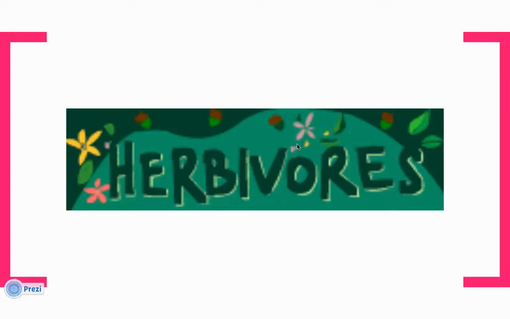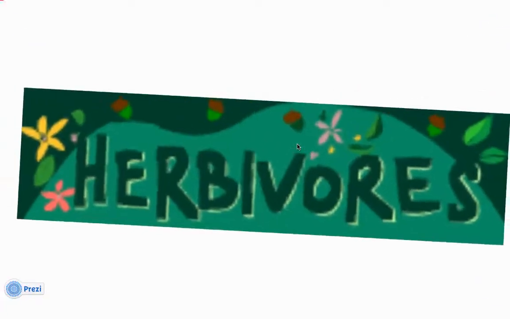The first one we're going to talk about are the herbivores. They are the plant eaters of the chain. This might be a squirrel or it might be an elk. It will be out there eating plants and fruits. It will not eat animals.